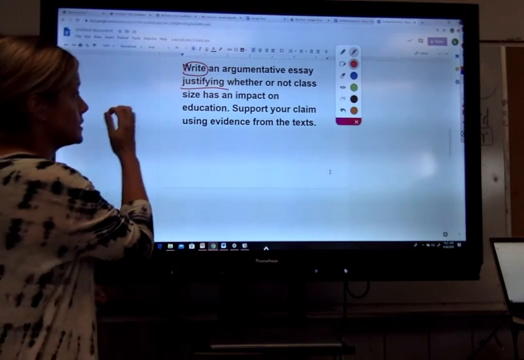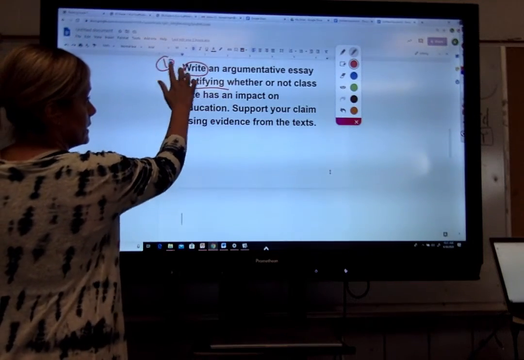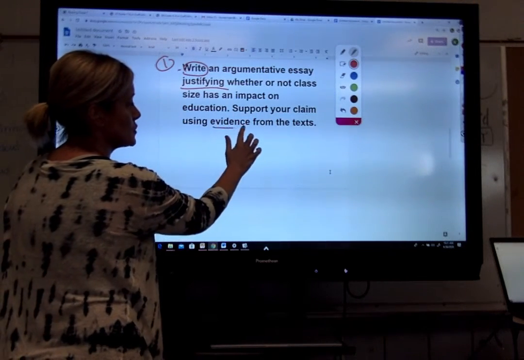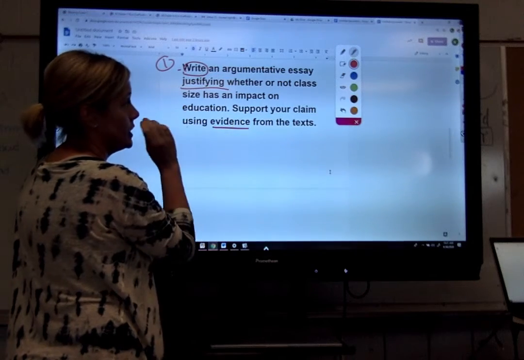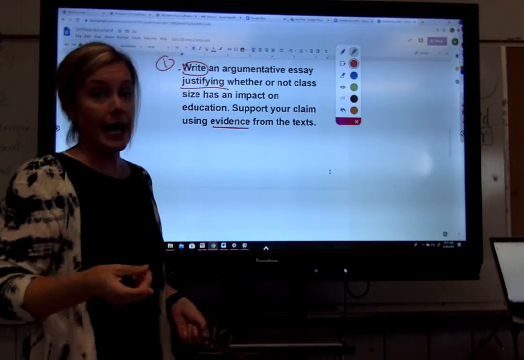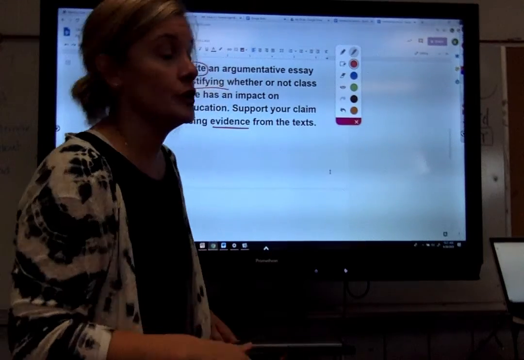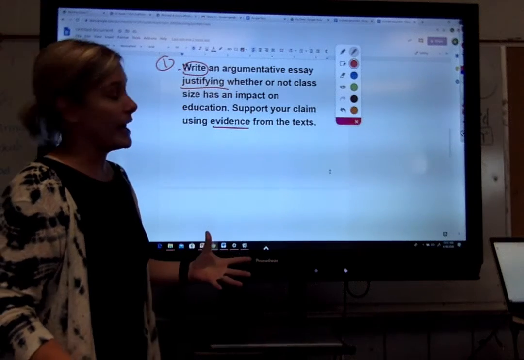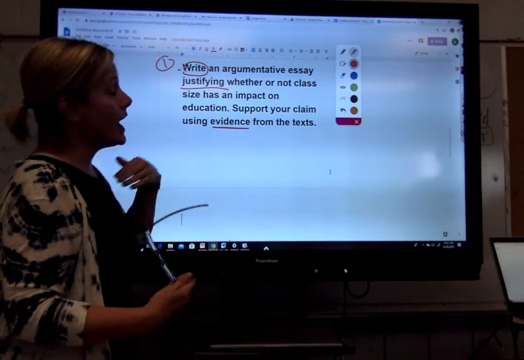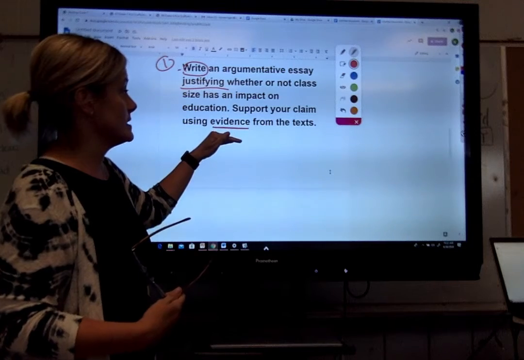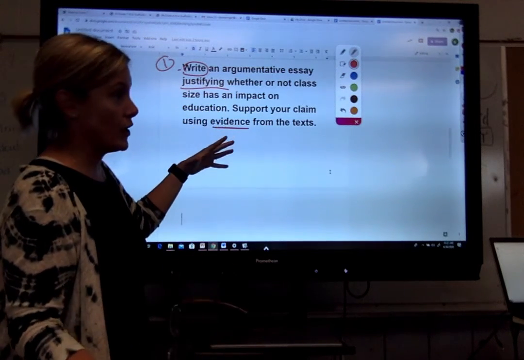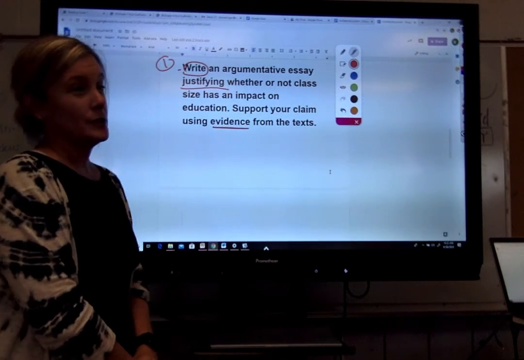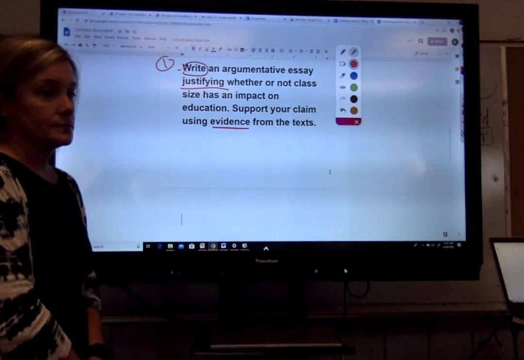So your job is going to be, one, to write an argumentative essay justifying. And when you support your claim, you have to make sure that your evidence is relevant to whichever side you decide you are on. Does the class size have an impact or does it not? So that's one thing. And I often say, look for what evidence is the strongest. If you have the strongest evidence for yes, it has an impact, then use that. You can't just decide based on which one you like. Right. You have to use the one that has the most evidence.